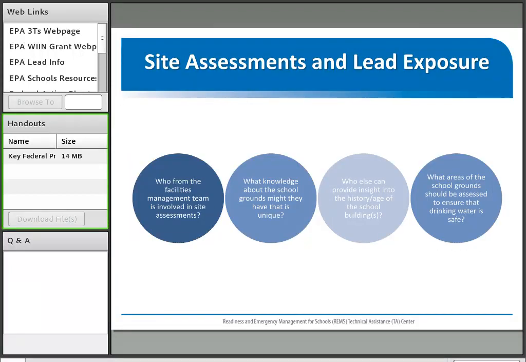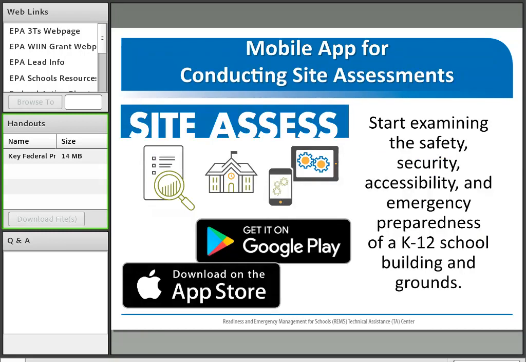So just really quickly, I want to make sure that we talk about when we're planning a site assessment, whether we're using the Site Assess tool, whether we've already got a template or we're working with a partner to do that. We want to make sure that we're thinking about who from facilities management is involved in this. We want somebody with a lot of familiarity. What knowledge about the school grounds might they have that is unique? Who else can provide insight into the history or age of the buildings, because that really affects the possibility of lead being present, and then what areas of the school grounds. That's something Victoria talked about, and certainly Madeline did too. So I just wanted to touch on that really quickly.